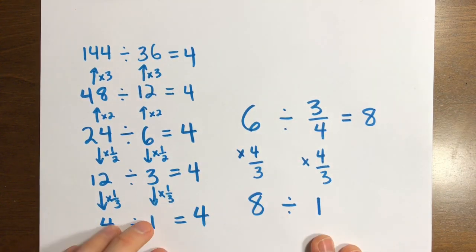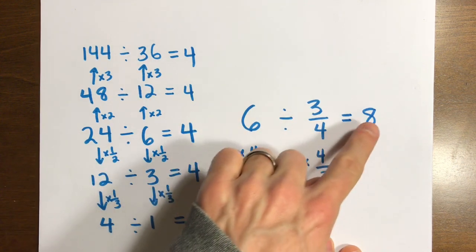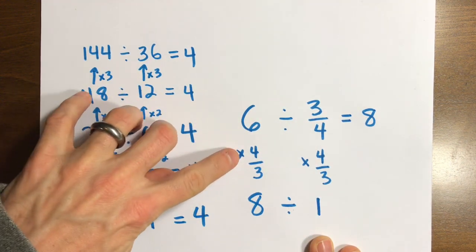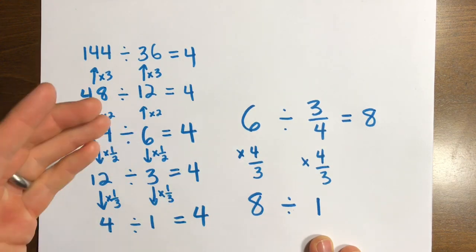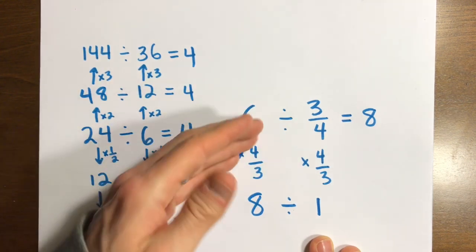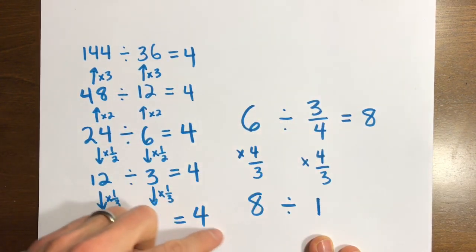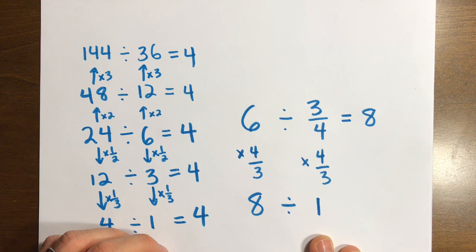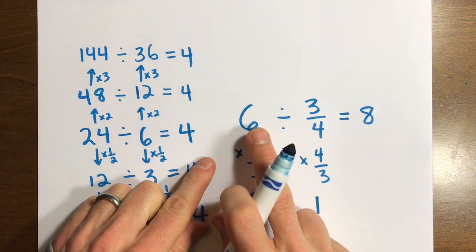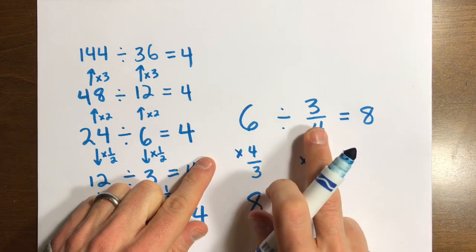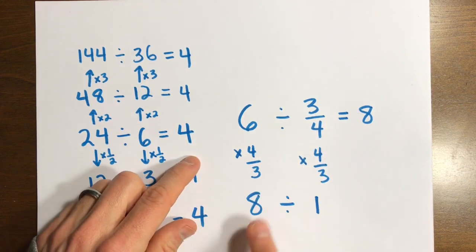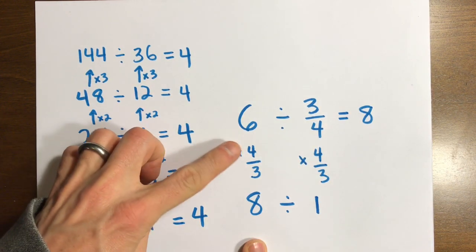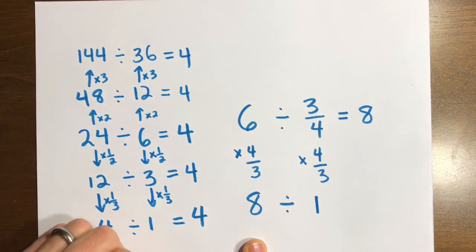But notice, 6 divided by 3/4 is 8. 6 times 4/3 is 8. And this works for any division problem. You could do the same process. So that's that. Today we learned that any division problem that divides by a fraction can be rewritten as a multiplication problem that multiplies by the reciprocal of that fraction.